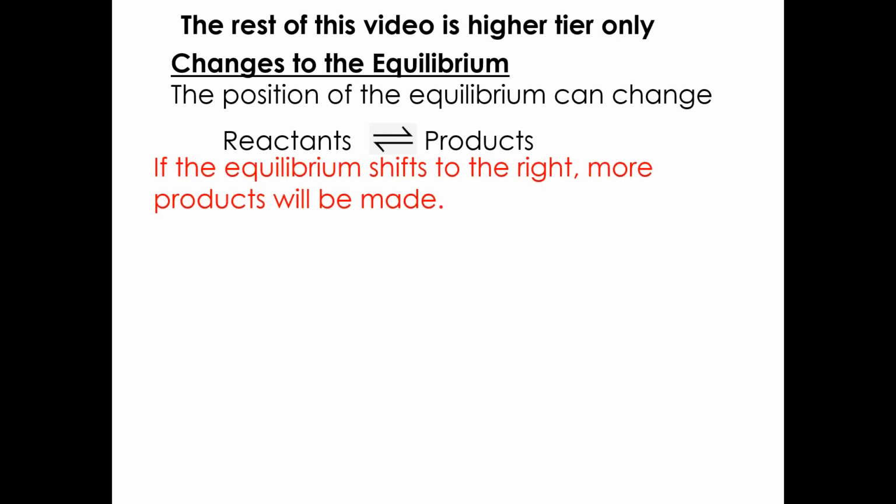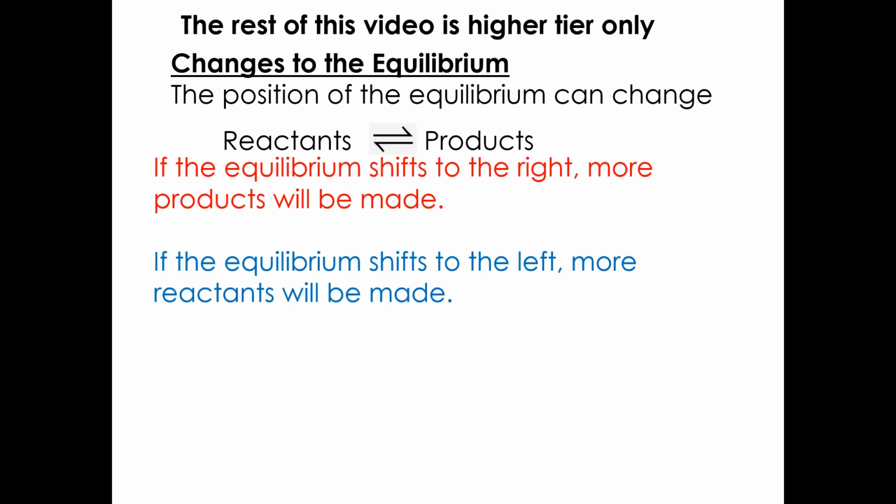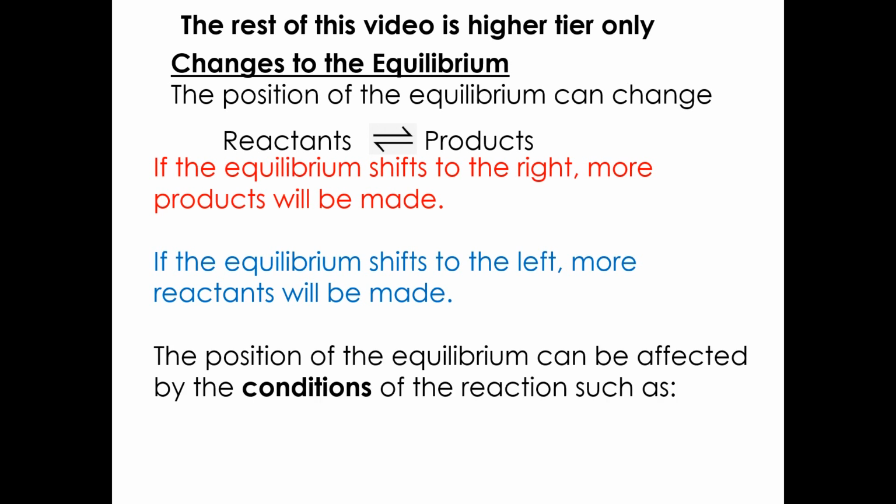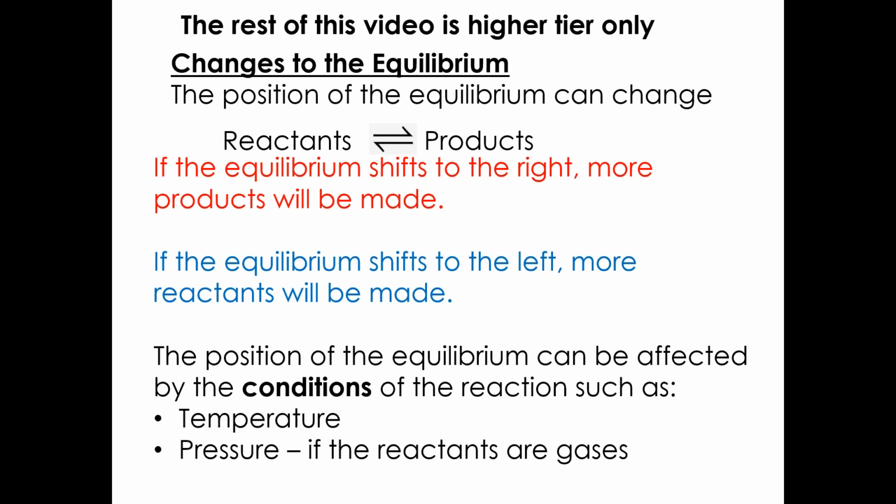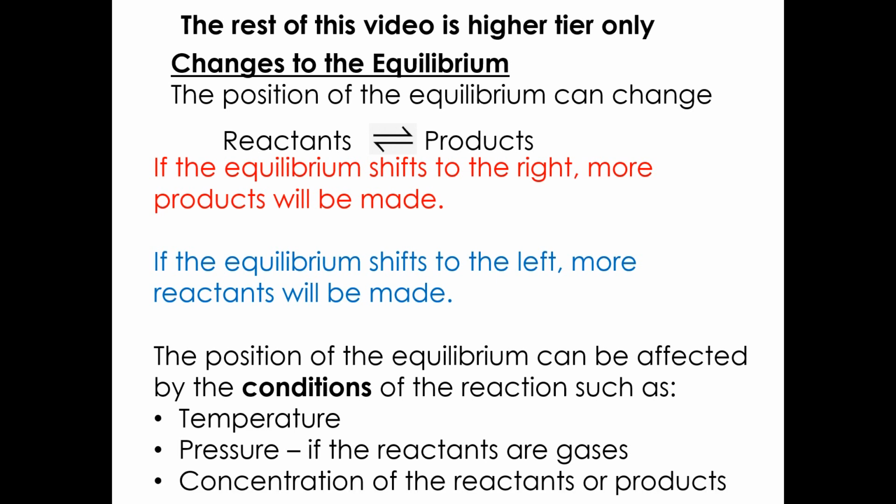So the position of the equilibrium can change. If the equilibrium shifts to the right, more products will be made. If the equilibrium shifts to the left, more reactants will be made. And the position of the equilibrium can be affected by the conditions of the reaction, such as the temperature, the pressure if the reactants are gases, or the concentration of the reactants or the products.